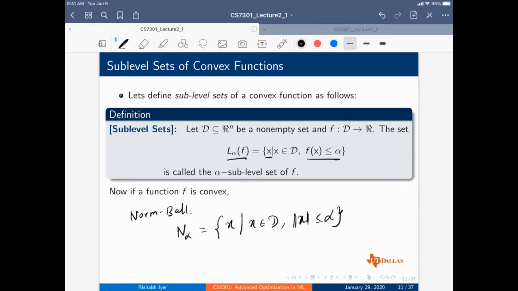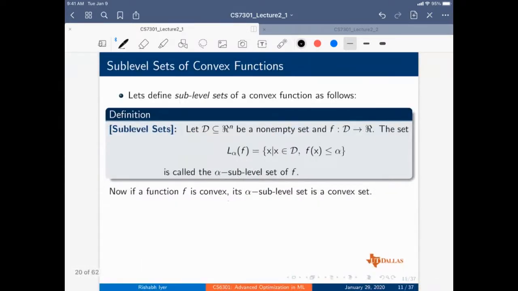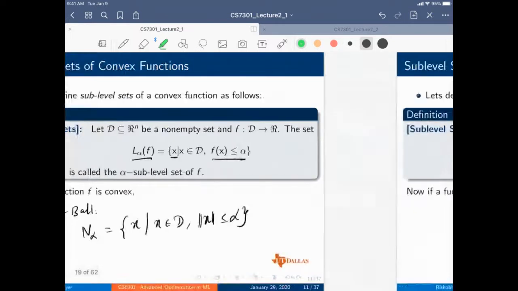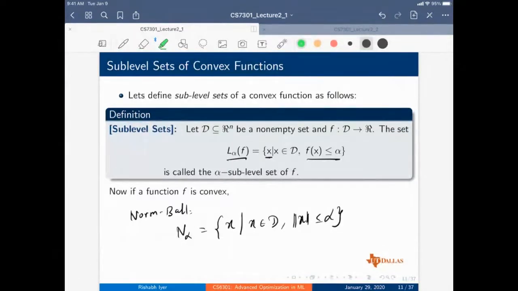In fact, this doesn't necessarily hold just for norms, but for any arbitrary convex function. The alpha sublevel set can be defined in this way, and this result is the main result here. It shows that for any convex function f, if f is convex, the alpha sublevel sets will be a convex set. Circling back to the norms, since the norm is a convex function, this shows that the norm ball is also a convex set.